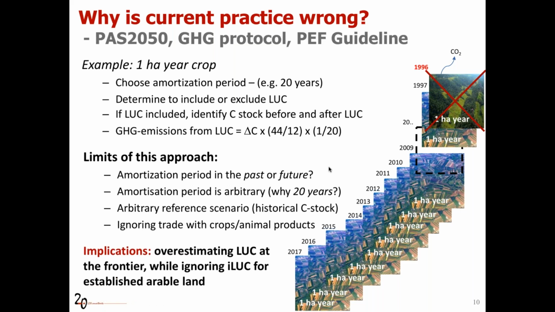So what are the consequences of all this? The consequences are that with this approach, we systematically overestimate the land use change at the frontier. If you occupy a piece of land in the frontier, then you do account for it, because you pass from forested to non-forested land. While instead we ignore the indirect land use change for established arable land.